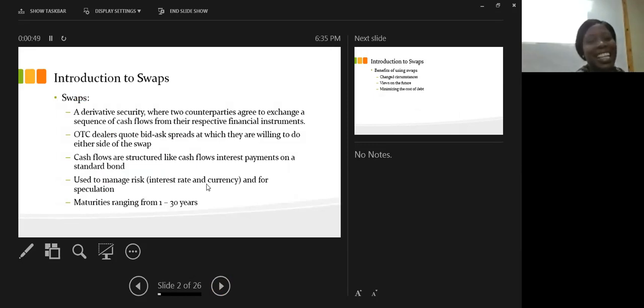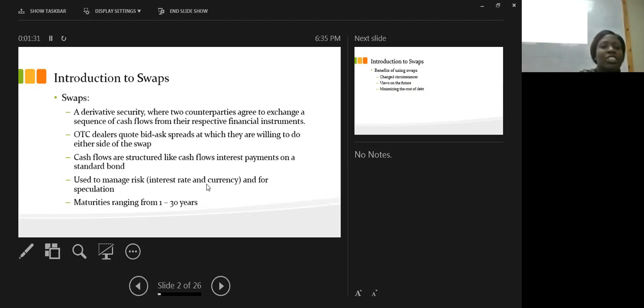So swaps. A swap is a derivative security where two counterparties agree. A swap is like a series of forward contracts, right? In a forward, you agree to exchange an underlying at a particular date. But what if we have a forward flowing into another forward, and into another forward, and then we amalgamate everything and call it a swap? So that's what a swap is, a series of forwards: a derivative security where two counterparties agree to exchange a sequence of cash flows from their respective financial instruments.